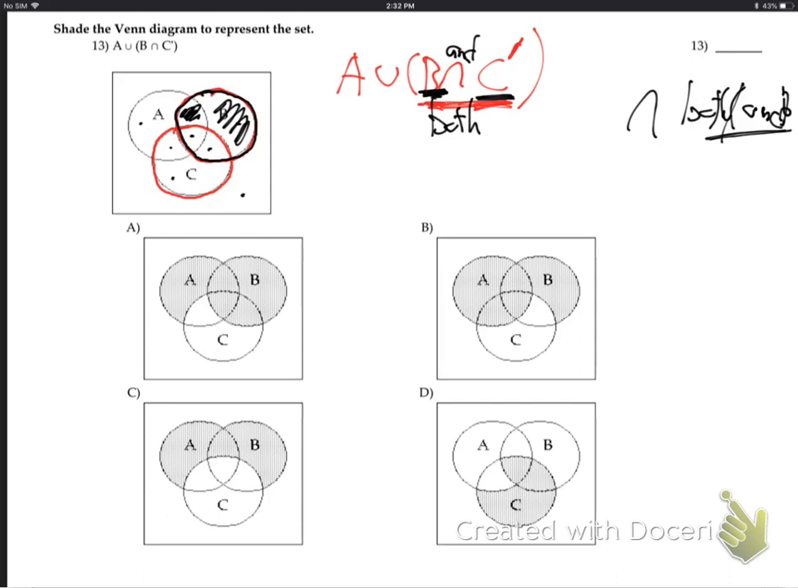So this is what I just did. I applied some logic. I wish I had time to break it down more, but I just don't. I'm glad to help you, come to office hours, but make sure you can try it on your own. Try some of these in the homework on your own. So that's B and not C.